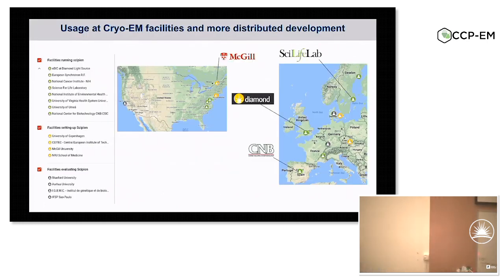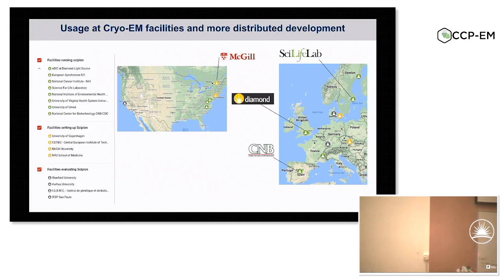So Scipion has been used in some facilities around Europe, also in the US. We have been working, and I think now it's becoming more distributed, the development. So originally the project started in Spain, in Madrid. Now I'm in SciLifeLab in Sweden. We have also been collaborating with people in Diamond, and also some developers moved to McGill, also in Helsinki.